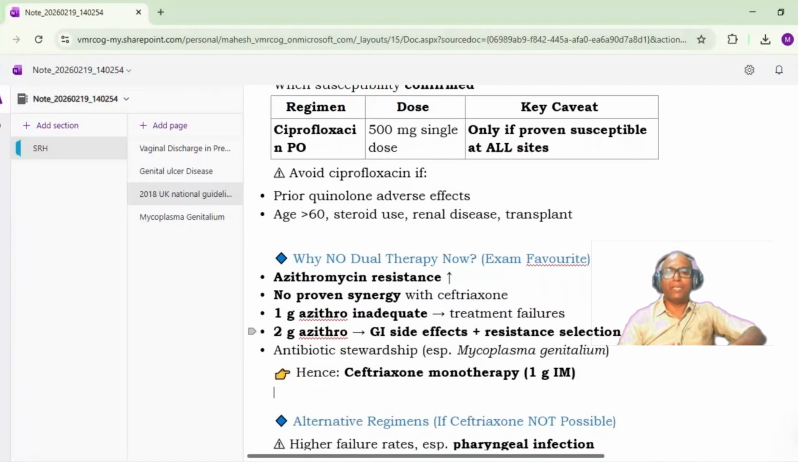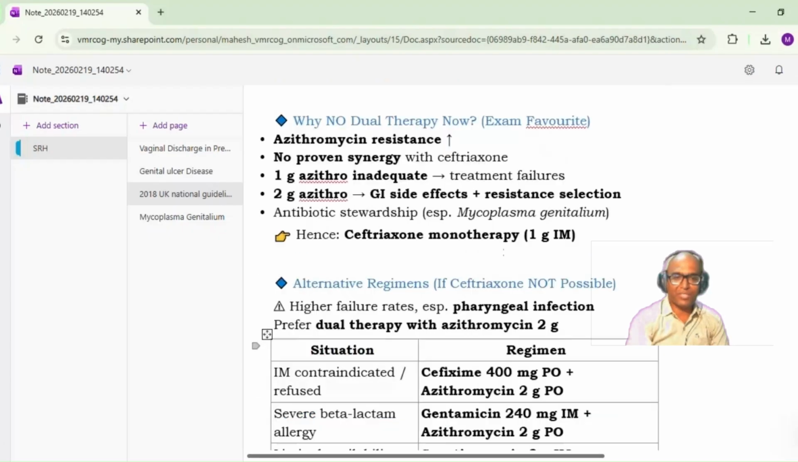Why no dual therapy? Previously there used to be dual therapy, but now only ceftriaxone is preferred. Okay, so there is no proven synergy with ceftriaxone, and azithromycin resistance is increased. So 1 gram azithro is inadequate and will lead to treatment failure. Okay, 2 gram azithro will lead to GI side effects and resistance selection. So hence the choice of treatment is ceftriaxone monotherapy only, otherwise not.